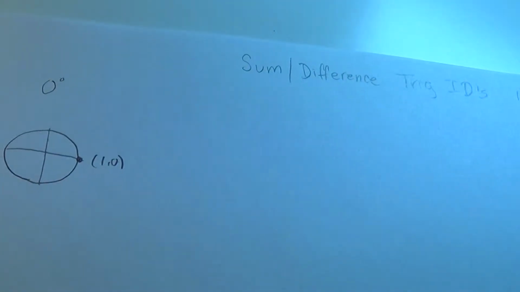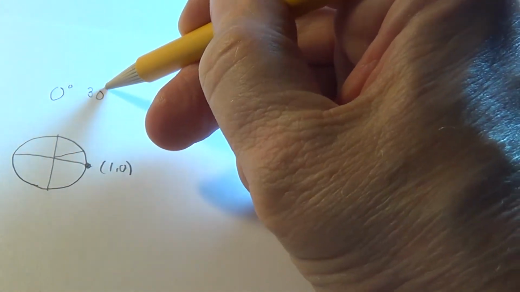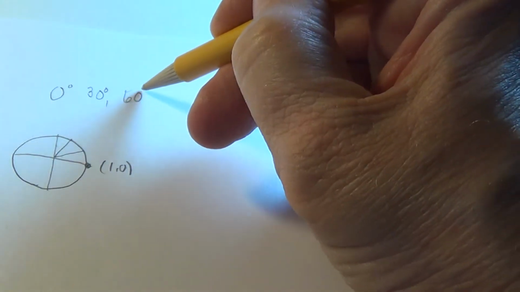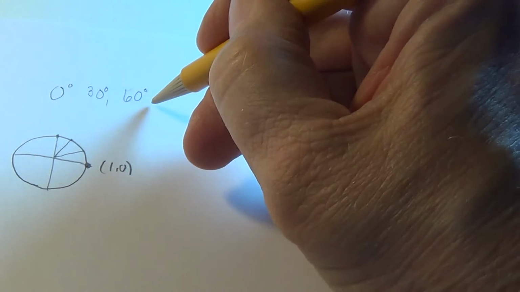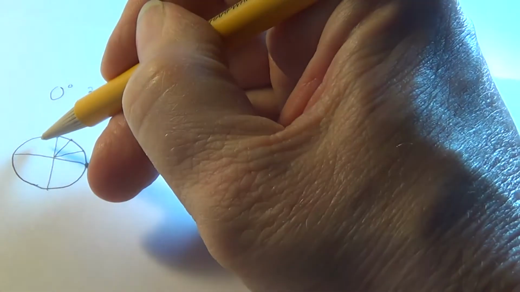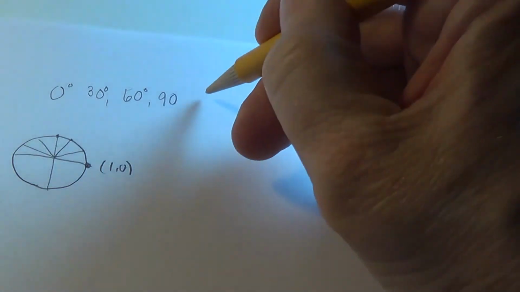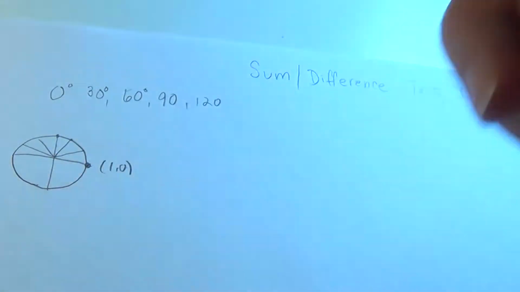So what other values do I know? Well, I know 30 degrees and 60 degrees. I know the trig functions at these points on the unit circle. I know 90. And over here, I know these. So that's like 120, 150. And over here is 180.